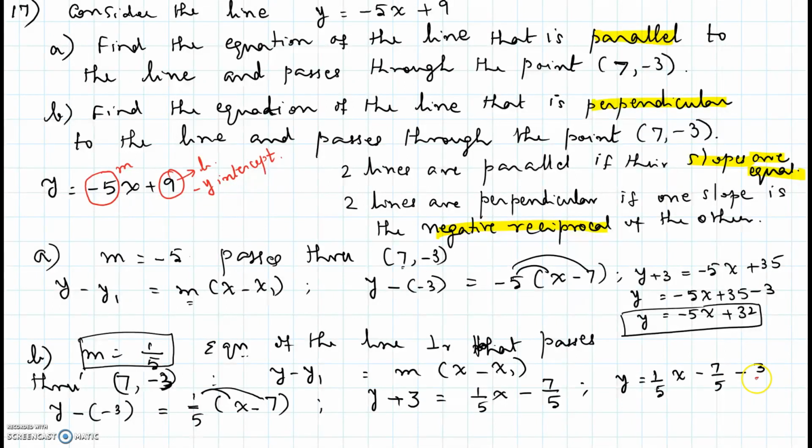Be careful when you simplify these. Make the two numbers look like fractions. So 3 should be written like a fraction, so put a 1 below. Then you have to simplify these numbers. So the LCD would be 5. So you would get y equal to 1/5 of x, then negative 7 minus 15 divided by the same number 5. So y equals 1/5 of x minus 22 over 5.